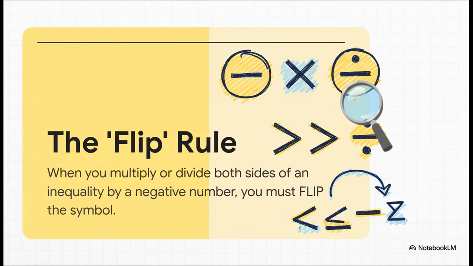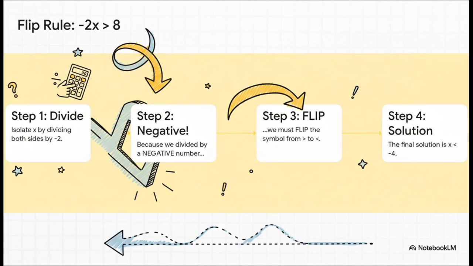Why? Because multiplying by a negative actually flips a number's position to the opposite side of the number line. What was greater than becomes less than. This is the one and only twist you need to remember. Let's watch this rule in action. To solve negative 2x is greater than 8, we have to divide by negative 2. The second you decide to do that, alarm bells should be going off in your head. The flip rule kicks in. We do the math, which gives us x and negative 4, but we must flip the sign from greater than to less than. So our answer isn't that x is greater than negative 4, it's that x is less than negative 4. That is a completely different set of answers, all because of that one little flip.